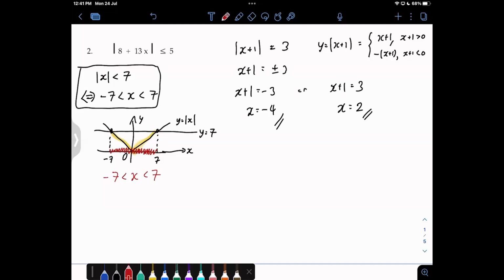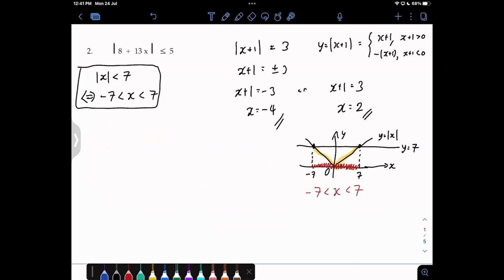Can you see that? Yeah. Those are the x values that result in the yellow part of the modulus x graph being below y equals 7. But this is just the general idea. The algebraic idea is this.